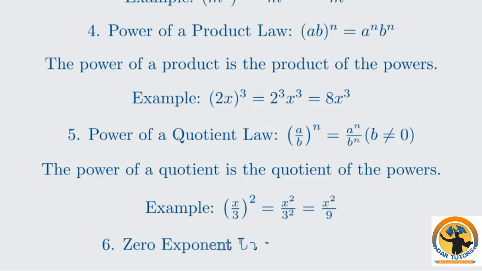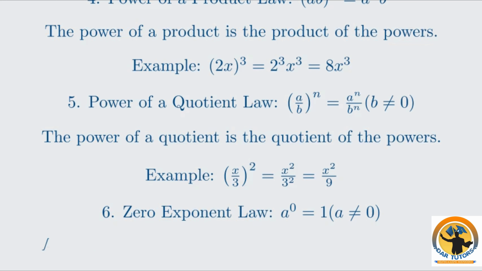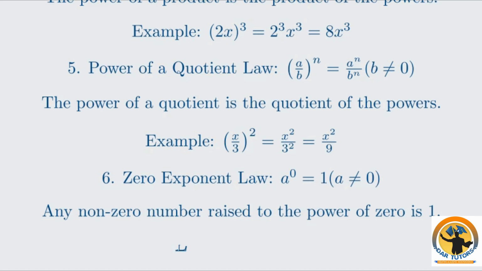Sixth, the zero exponent law. Any non-zero number raised to the power of 0 is 1. For example, 17 to the power of 0 is 1. This is a direct consequence of the division law.